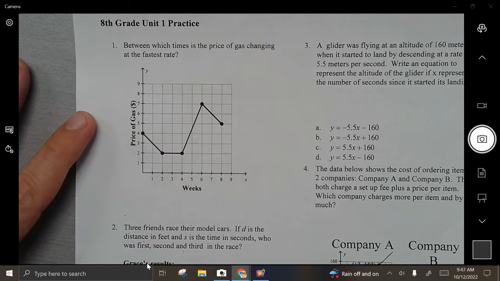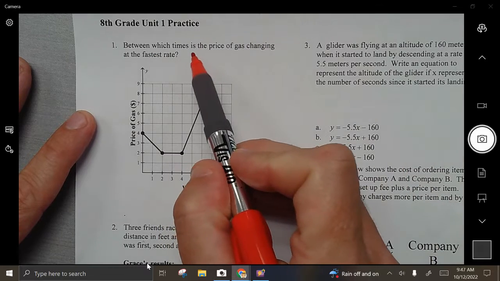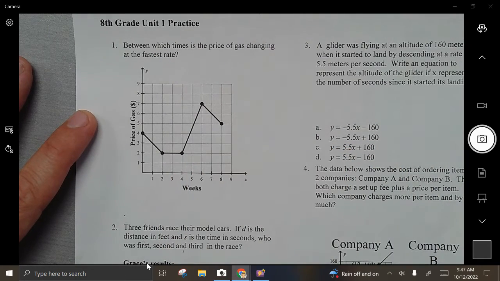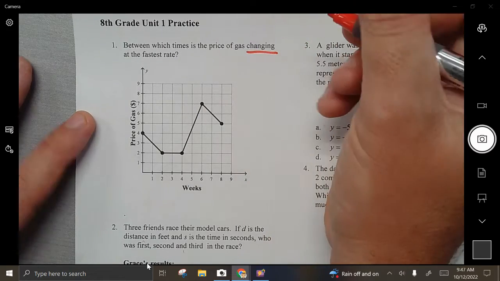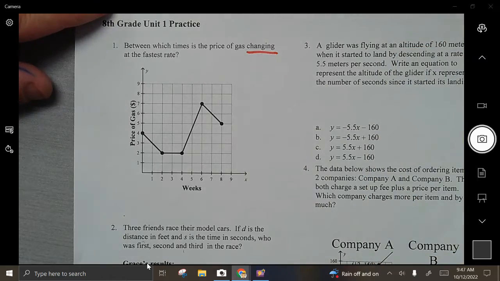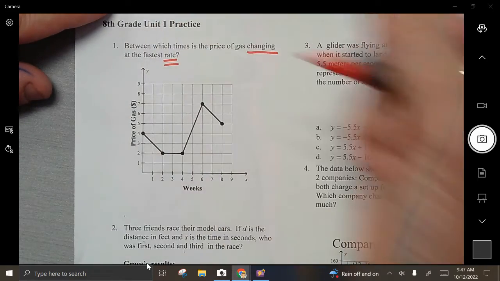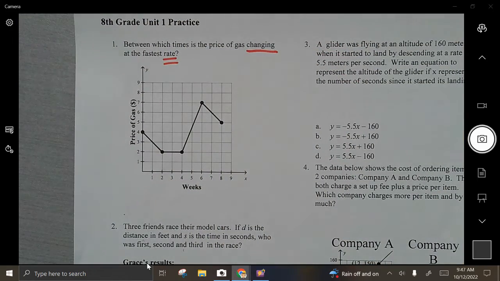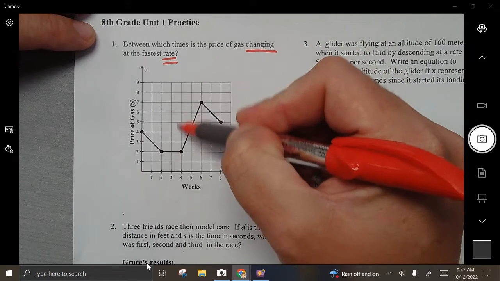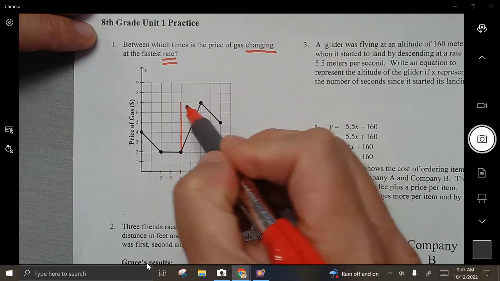When you are dealing with this, it says between which times is the price of gas changing at the fastest rate? Changing at the fastest rate. This is actually kind of interesting because it's asking about changing. It doesn't say where it's increasing at the fastest rate. It's just changing at the fastest rate. So when I look at rates, I want to look at slopes. If I look at slopes, this one jumps out at me as pretty fast. What is this slope though?